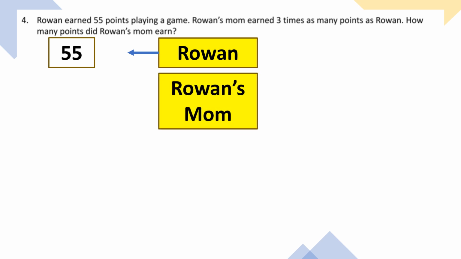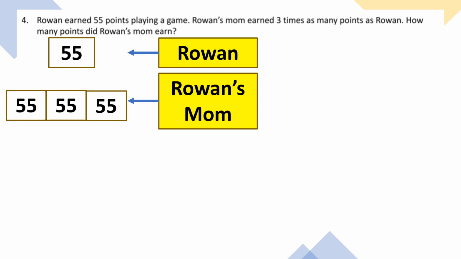Okay. Rowan's mom earned 3 times as many points as Rowan. So that means 3 of the same thing that Rowan did, 3 times. So I'm going to write 3 boxes and put 55 in each box. That's 3 times as many as Rowan earned. So 1, 2, 3. 3 times what Rowan earned.